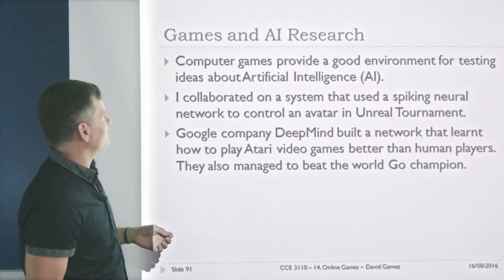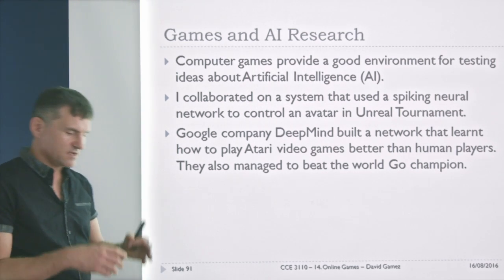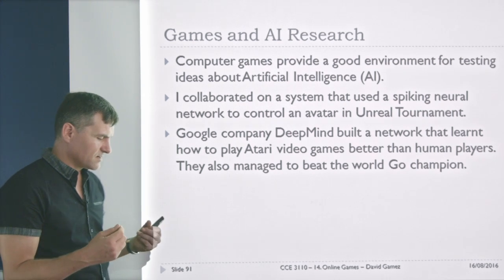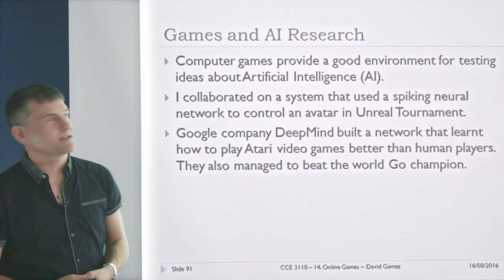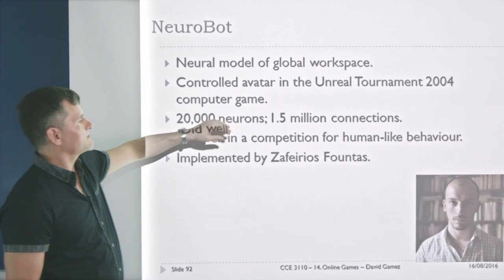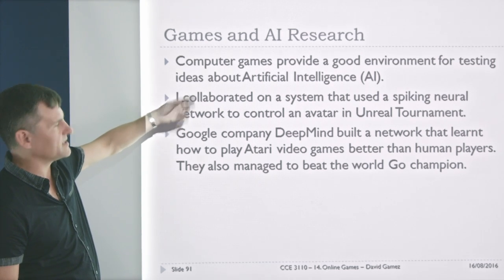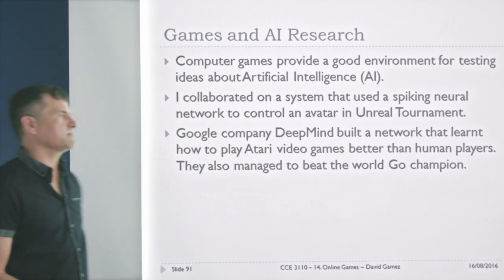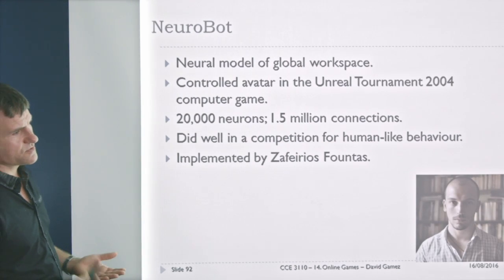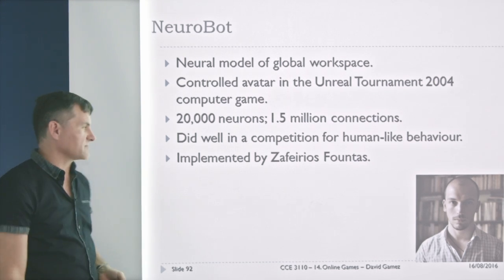Computer games also provide a good environment for testing ideas about AI. So, for example, I collaborated on a system building models of the neural activity linked to consciousness, and also Google DeepMind have been doing this. These are just a couple of examples; there's an awful lot of work on this. There's a journal called the Transactions on Computational Intelligence and AI in Games, and they've got tons of stuff on all kinds of things.